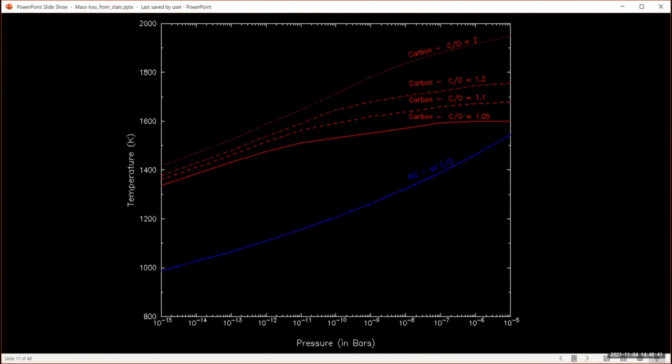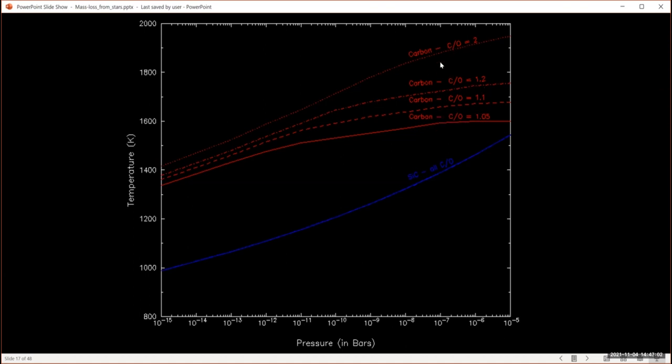So here I've got a pressure-temperature space. I've got pressure on the x-axis, temperature on the y-axis. It's a log scale on the x-axis. It's linear on the y-axis. What's plotted on here are actually the calculated stability temperatures for some dust grains. So here I have carbon, and you can see here it depends on the carbon to oxygen ratio.